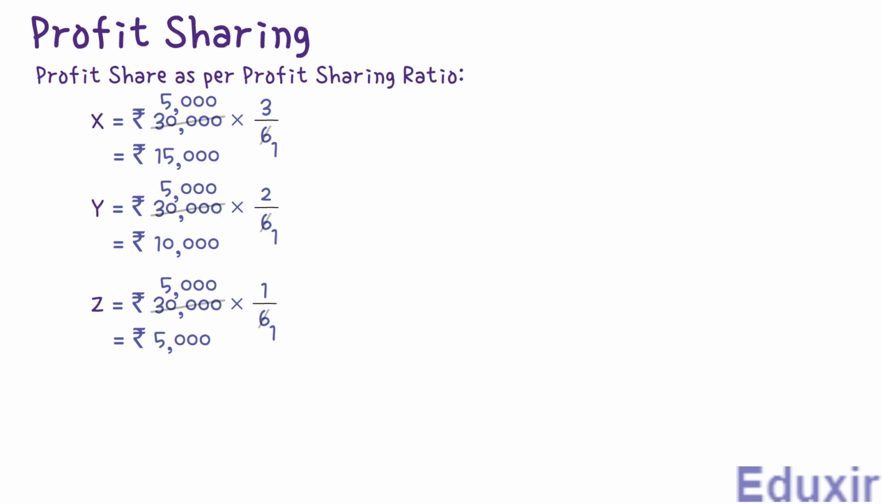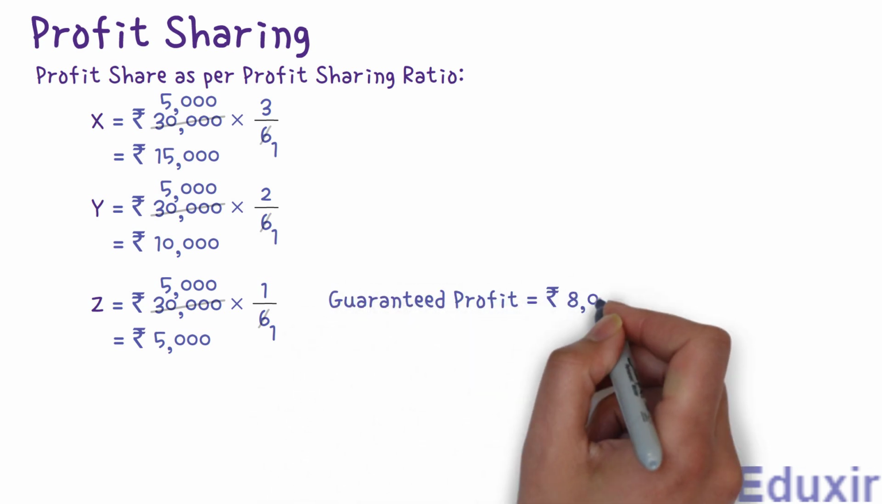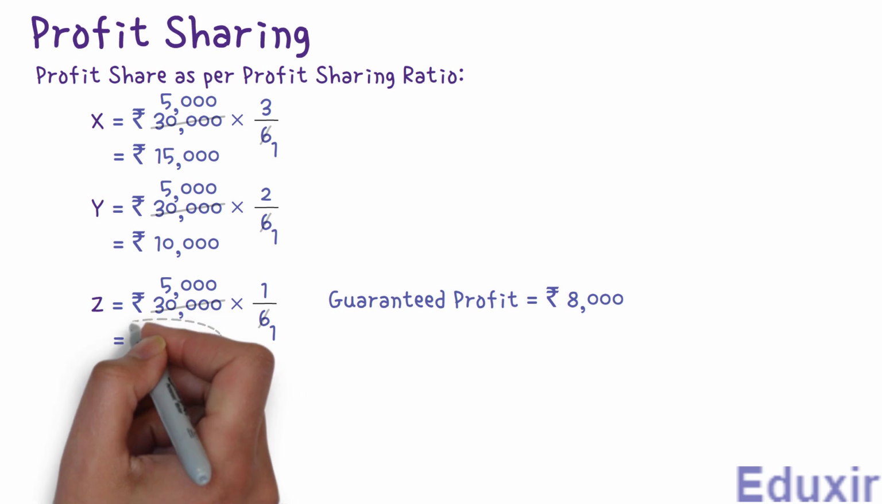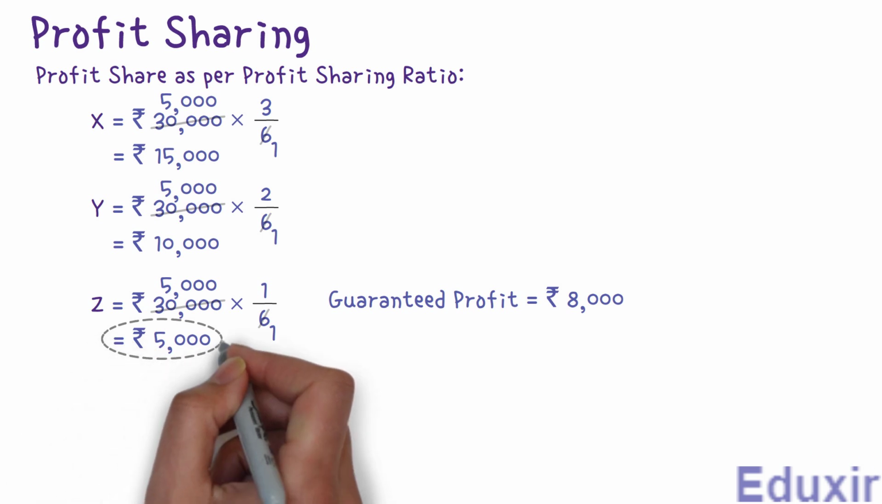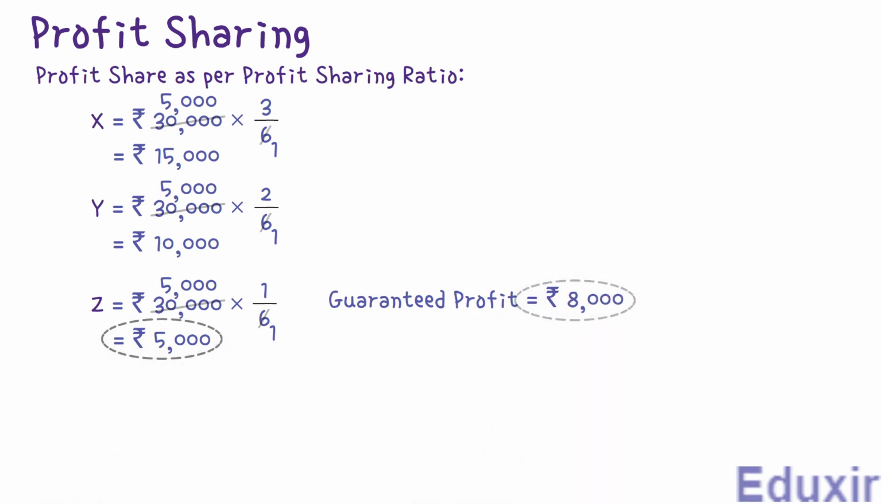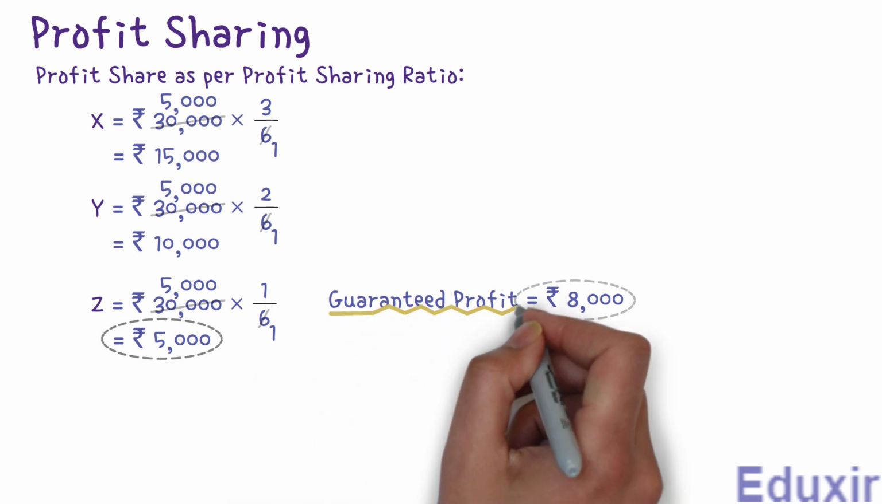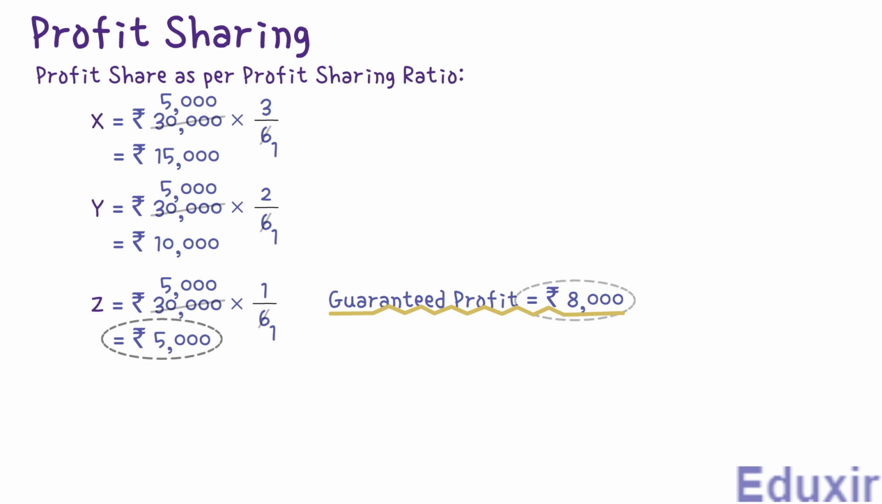But it is given in the problem that the partner Z should get a guaranteed profit amount of 8,000 rupees. But as per the profit sharing ratio, we are getting his share of profit as 5,000 rupees. Now this 5,000 rupees is less than 8,000 rupees, right? So we need to find the difference and adjust it from the share of profit of other partners. In other words, we will reduce the other partner's share of profit and adjust that amount to Z's share of profit so that Z would get guaranteed profit amount of 8,000 rupees. By the way, we call this difference in the profit share amount as deficiency.